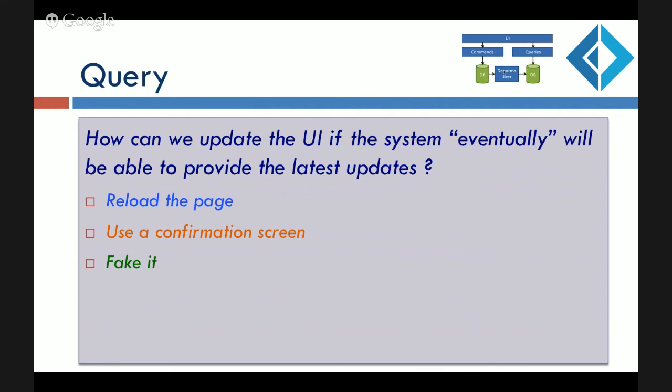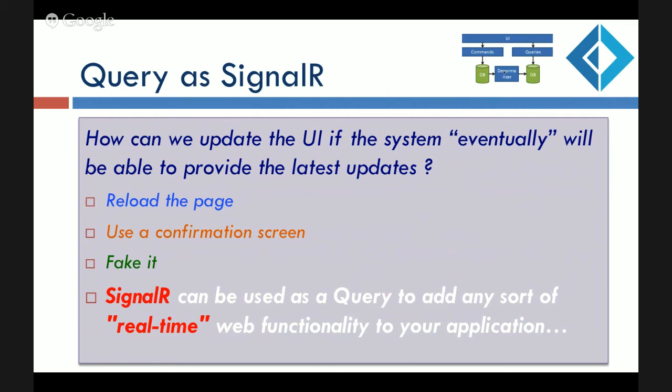So how can we solve this problem, right? We can refresh the page, we can fake it, we can use a confirmation screen, but how about using SignalR? At this point, you send the write to CQRS to push the write to your backend, and that's it. Then when the synchronization happens and the read part is synchronized, it notifies the UI, it notifies my client with the update, and no stale data anymore, through SignalR.